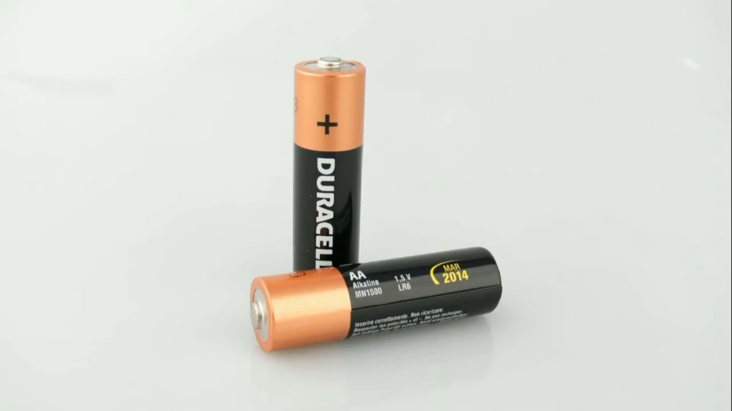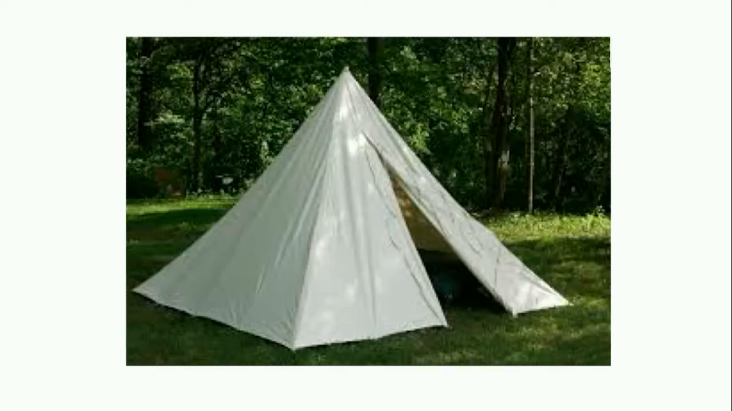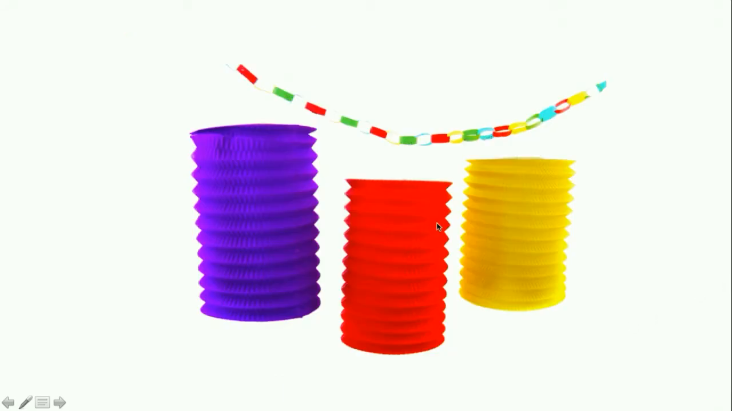These batteries are what shape? They are cylinders. Nice. Oh, check out this tent. Very cool. What shape do you think this tent is? This tent is a pyramid. Nice job, my friends. Triangles connected to other triangles.